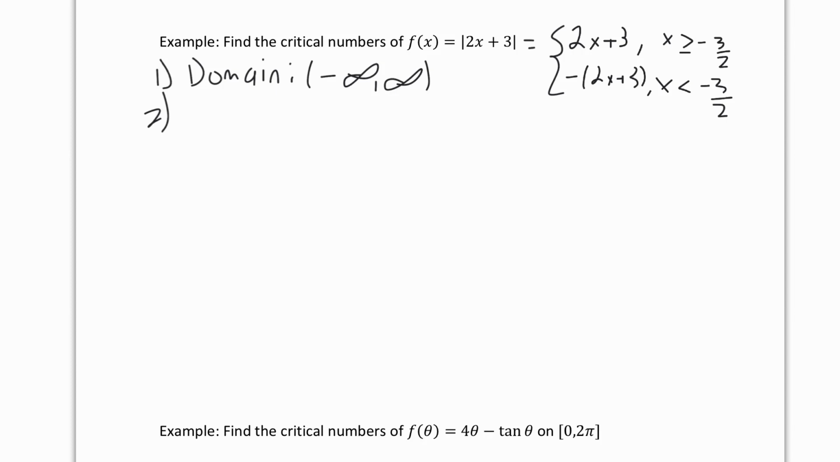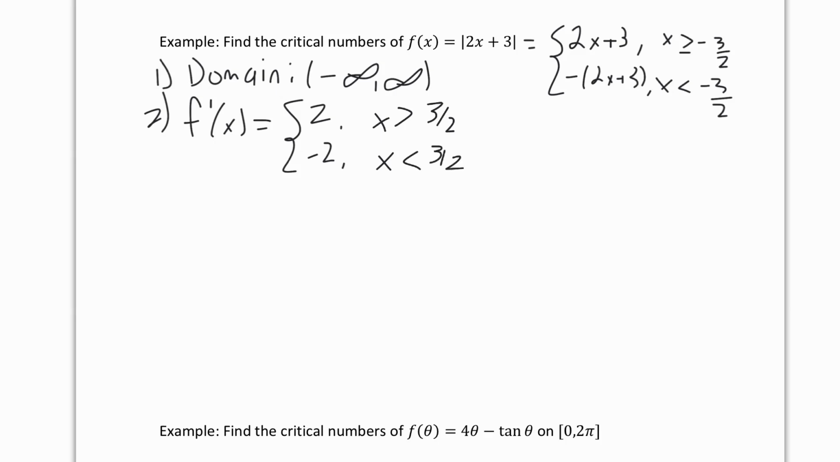Okay, so when we go to do the derivative then, we can just think about doing the derivative of each one of these pieces. So the derivative of 2x plus 3 is just 2, and the derivative of negative 2x plus 3 is going to be negative 2. So f'(x) looks like either 2 or negative 2, just doing the derivative of each one of these linear functions. And then it's going to be when x is greater than, no equal sign anymore, greater than negative 3 over 2 or less than negative 3 over 2. Because if you remember, the derivative is undefined at that sharp point on the absolute value.